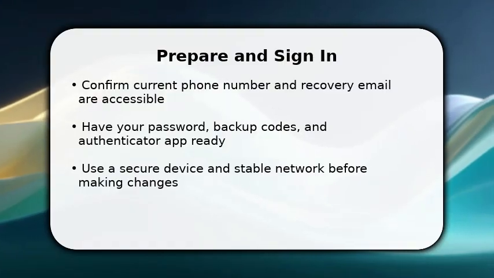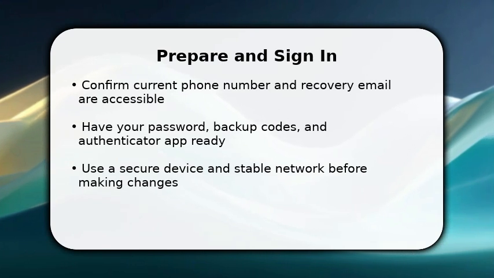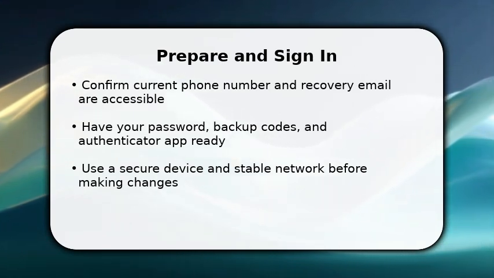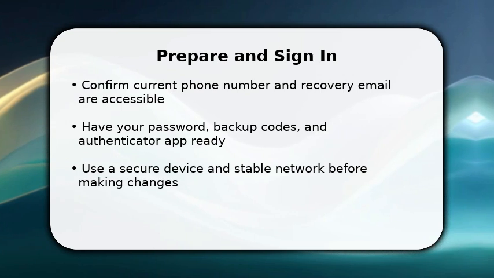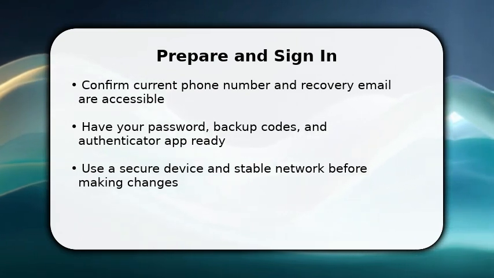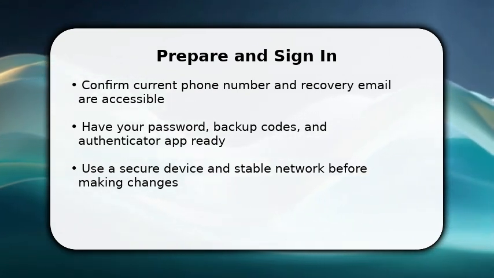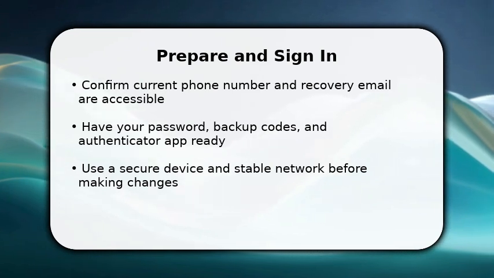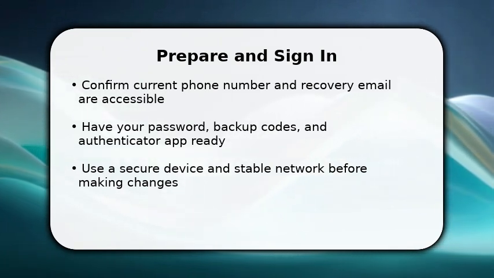You start by signing into the account where you want to change two-factor authentication. Enter your password and complete the first verification with your current phone or authenticator. Once signed in, open the Security or 2FA settings page. This is where authentication numbers are managed.